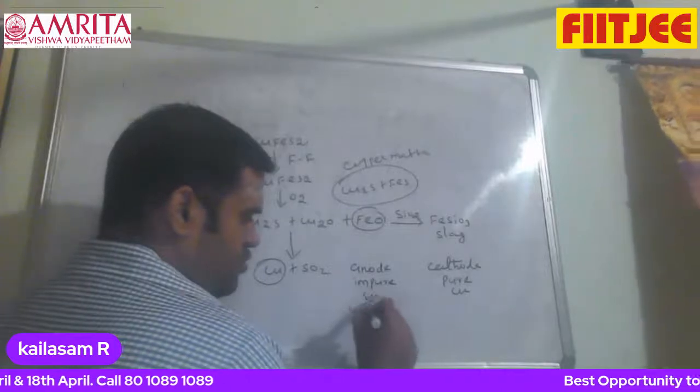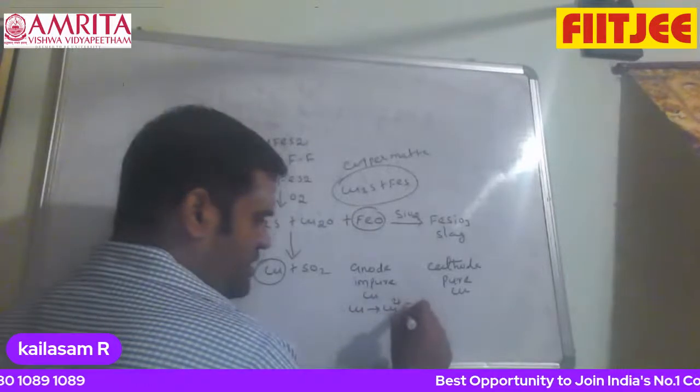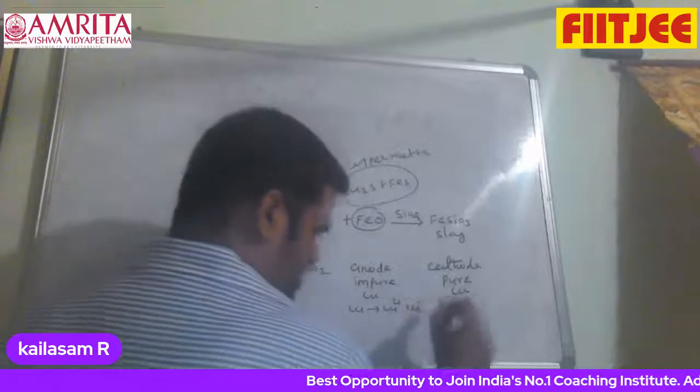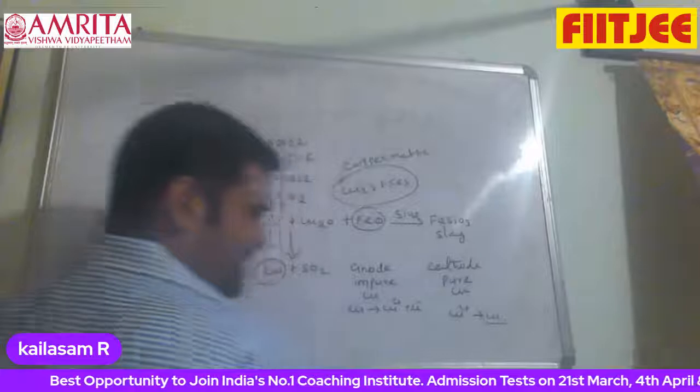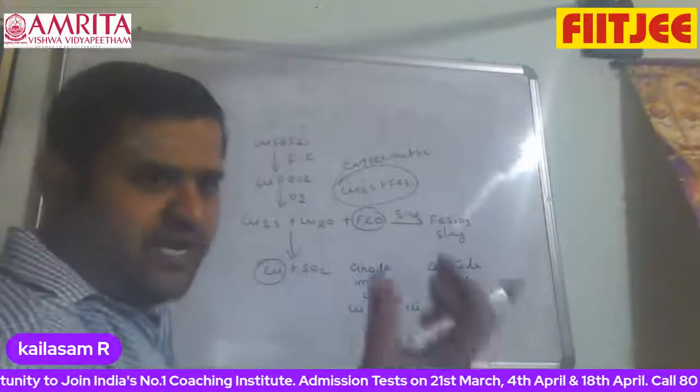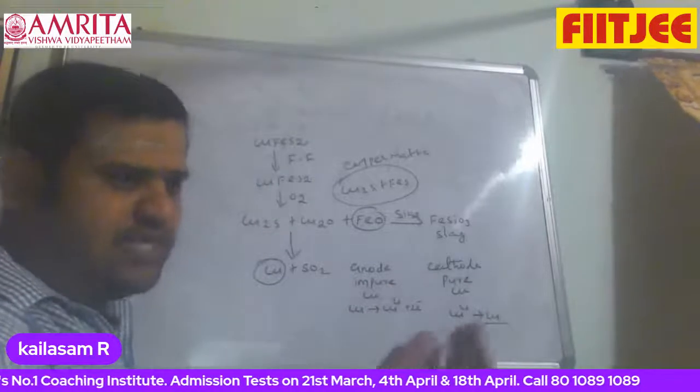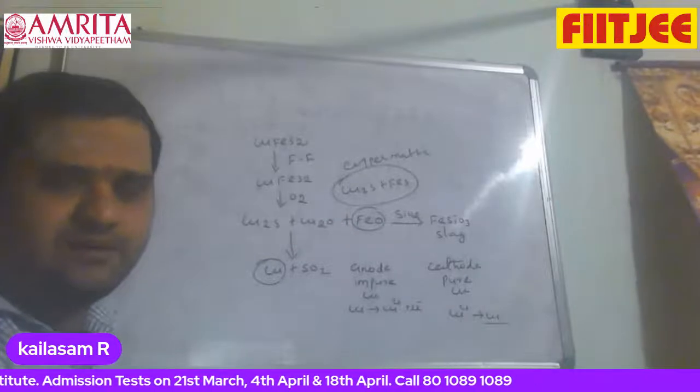Now what will happen? Cu becomes Cu2+ plus 2 electrons. Therefore, only this Cu2+ deposits. You may get anode mud. What does anode mud mean? Impurities. They got gold or silver present in that.